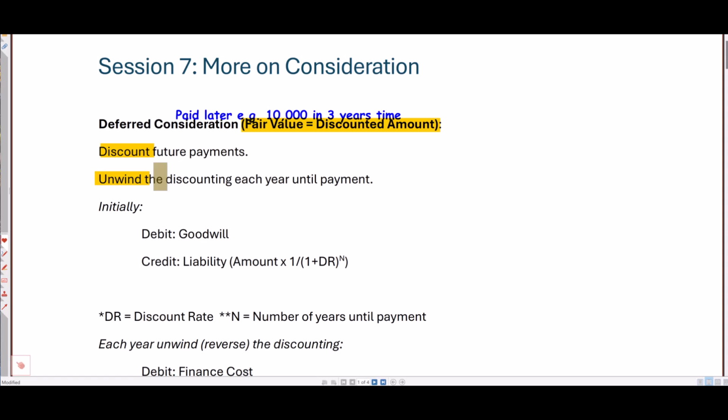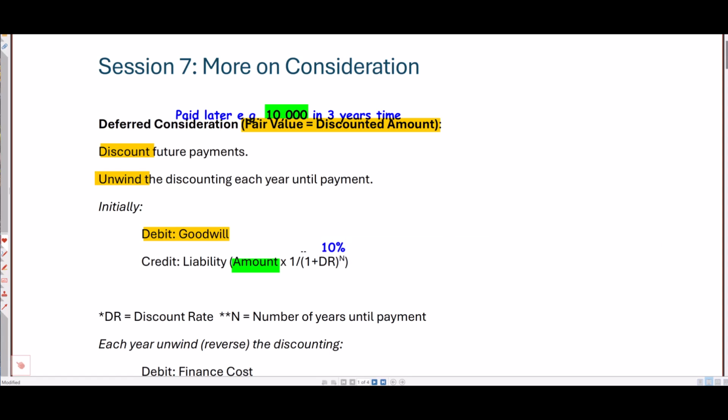But let's start with step 1. Number 1, discount the future payments. Well, we know that we always debit goodwill, but how much do we do it for? Well, we need a discount rate, which will be given in the question, and the number of years until payment. So we're going to credit a liability, and to calculate it we need the amount, which in my example up there was 10,000. So 10,000 was going to be paid. And we need a discount rate. Well, let's just keep it simple. Let's call the discount rate 10%.